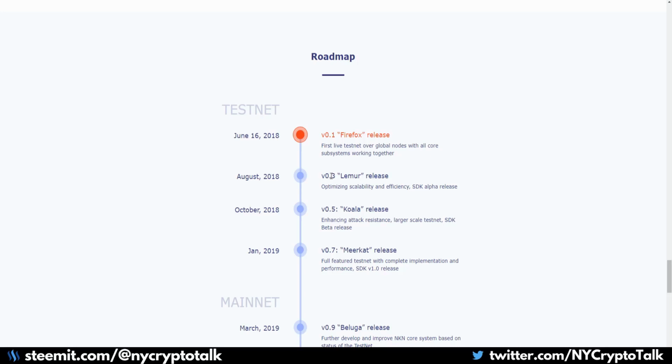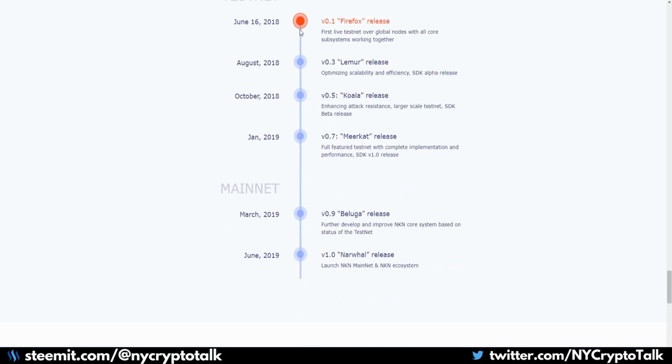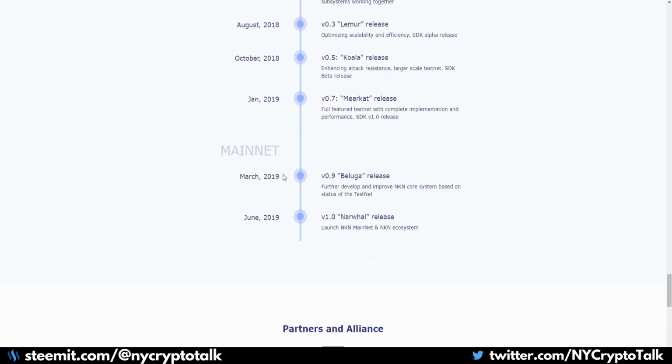They have a couple of revisions to their testnet over the next couple of months. And all through the next couple of months, there's a lot of things happening as far as SDK, optimizing scalability, enhancing attack resistance, and a larger scale testnet. And in March 2019, they plan to have the Beluga release of their mainnet, and in June 2019, they have their version 1.0 of Narwhal, which is the mainnet and the NKN ecosystem. Their true mainnet will be live in June 2019.